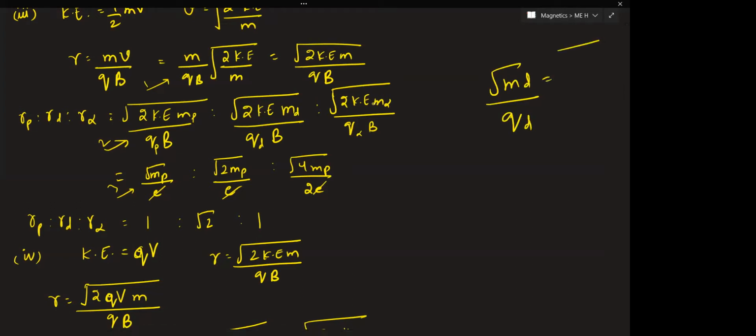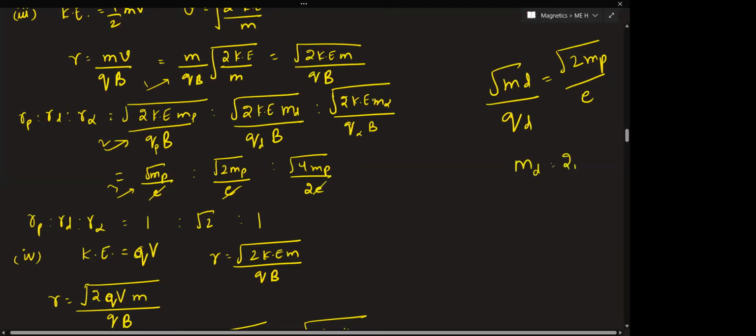Under root MD is what? 2MP, because MD is 2MP. Charge is okay. Fine. Right, R, got it. R alpha will be root 2. So we're writing R, MD in terms of MP. Yes, we just substituted in terms of MP only. That's why this relation, mass of deuteron is twice that of proton.